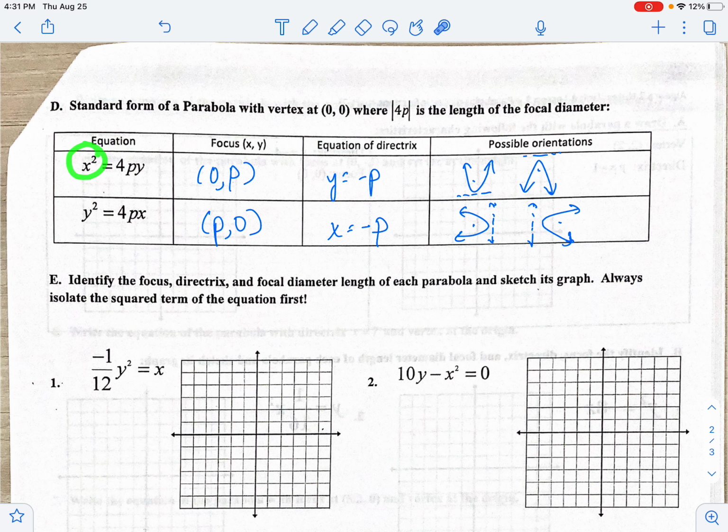So very similar. The one thing you want to notice is that the up and down ones have an x squared, which we're used to, right? So x squared equals 4py. The ones that go left and right have y squared. So just something to take note of when you are trying different problems, right?